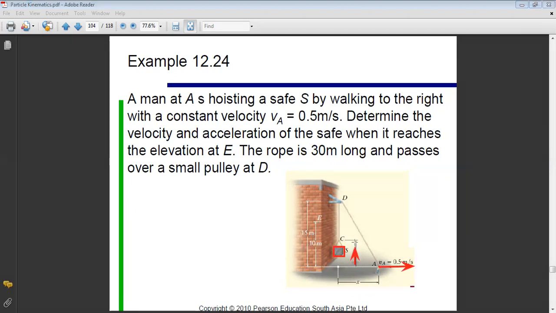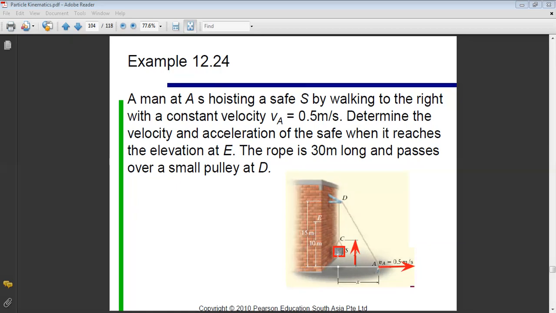And we want to find, knowing the velocity of A, the velocity and acceleration of S. So we need to relate the motion of A and S. To do the relation here, because we have a chord that is relating both, the idea will be to express the total length of the chord as a function of the coordinates of A and the coordinates of S.